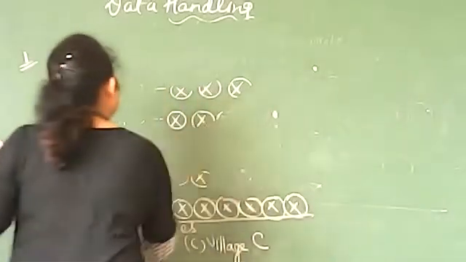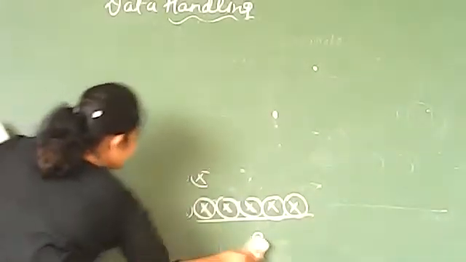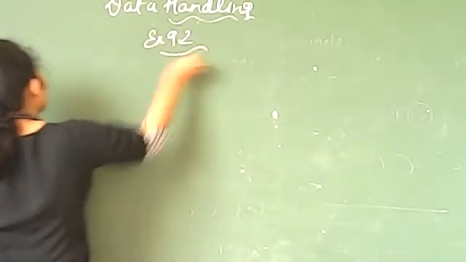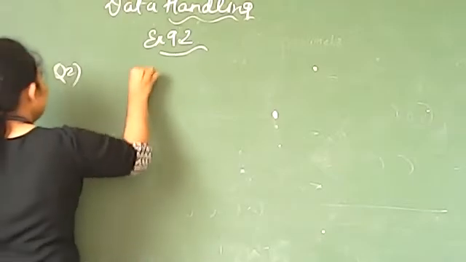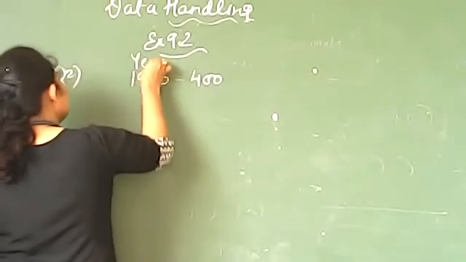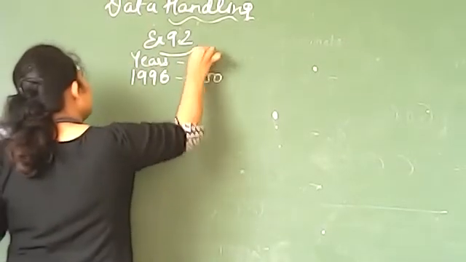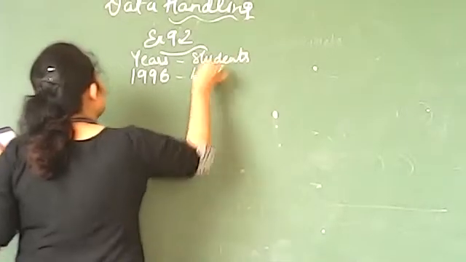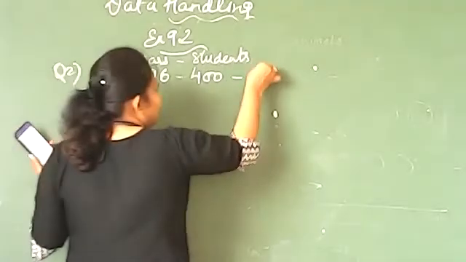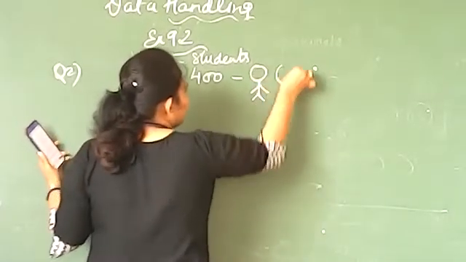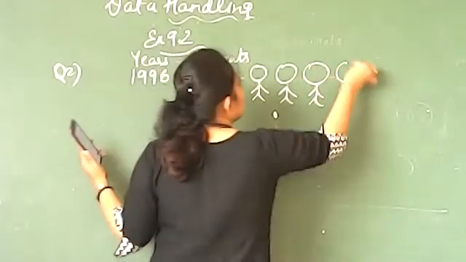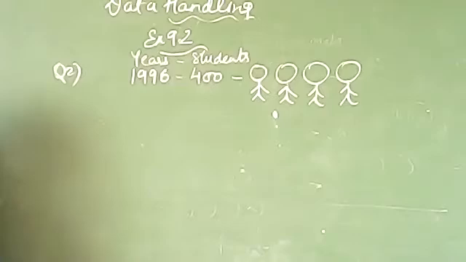For example, in question number 2 of exercise 9.2, you have years. 1996, and beta, you have 400. This is the year and this is the number of students. Fine. So here you have 400, and you have to represent one picture for 100, so here a total of 4 pictures will be made: 1, 2, 3, 4. So this is 400.